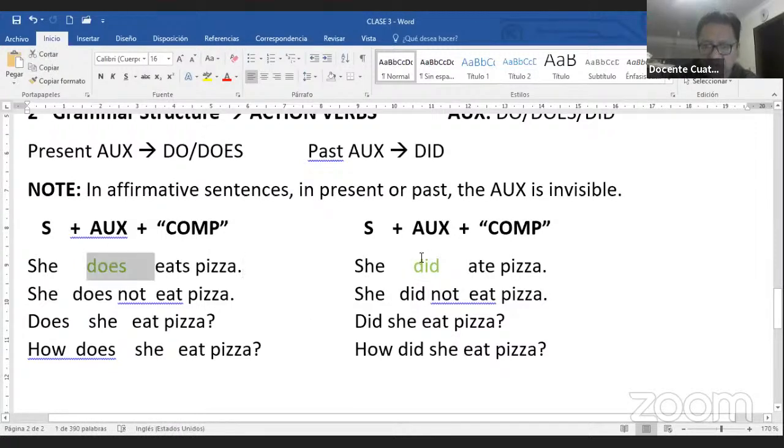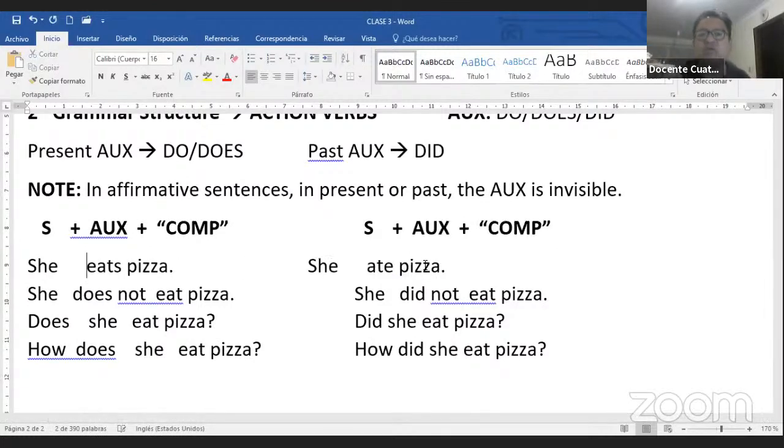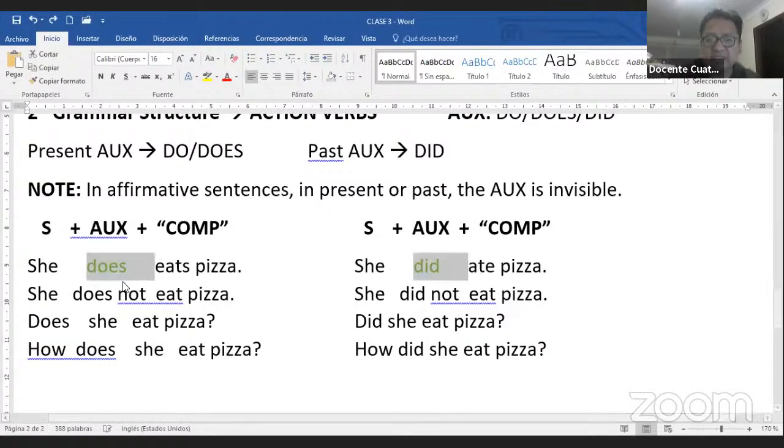You know the auxiliary, you know the position of the auxiliary, but you don't read, you don't write, you don't mention the auxiliary. So these sentences are, she eats pizza, or in the past, she ate pizza. But the idea is that in present, the auxiliary is does, and in the past, the auxiliary is did. And the position is the same after the subject. So you have subject and auxiliary. Very good.